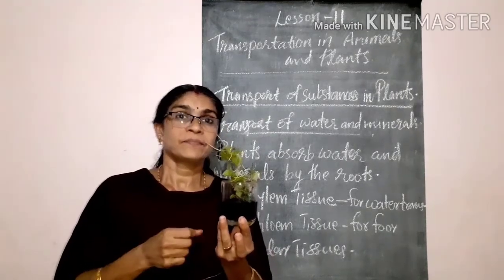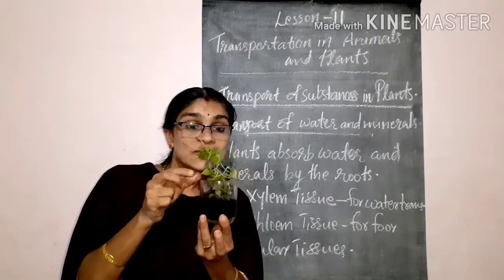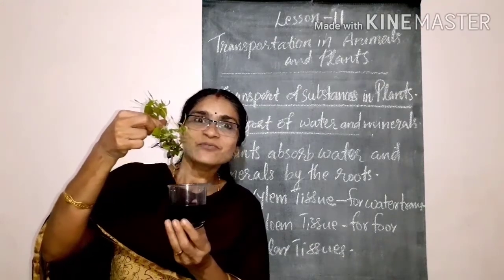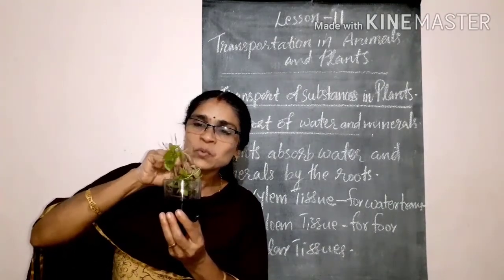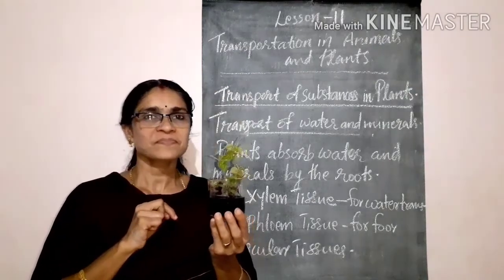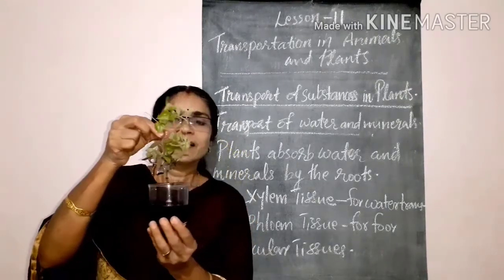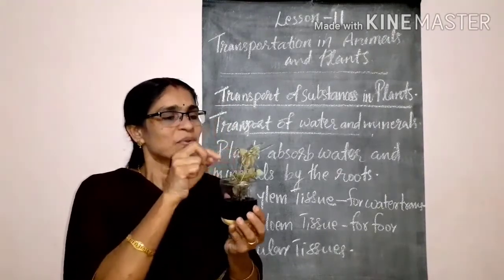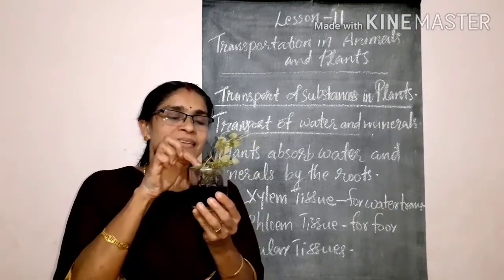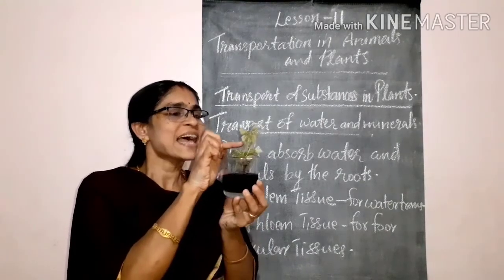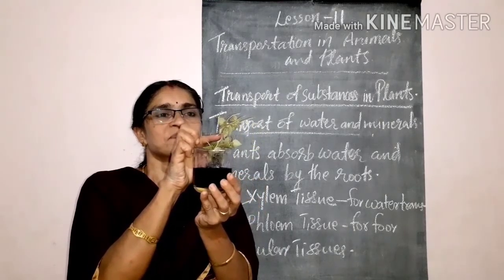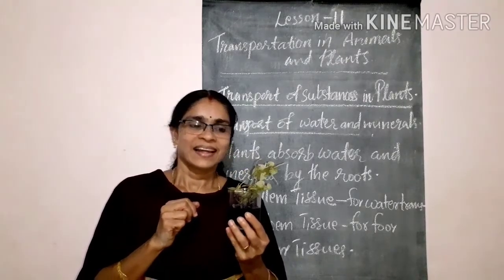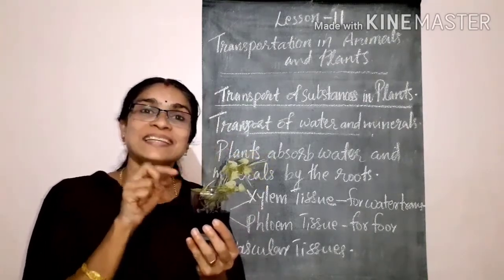On the next day, while we are observing this plant, we can see that the colored water moves through the stem. I dipped this plant yesterday. Now I can see the blue colored water reaches up to this stem. This is the way the transportation of water takes place inside the plant.